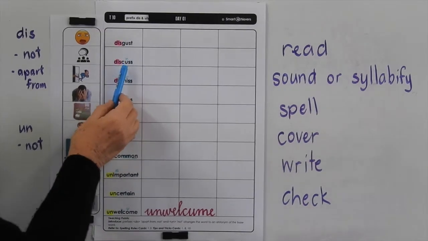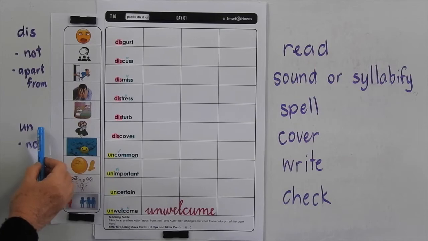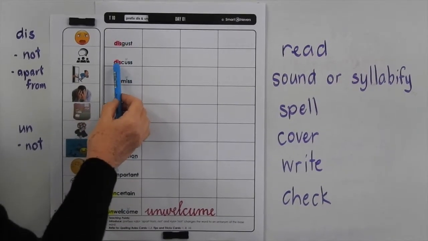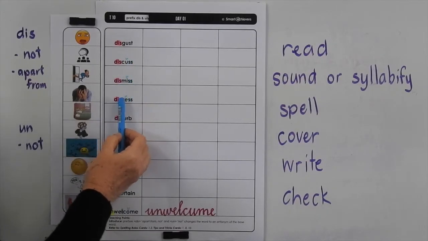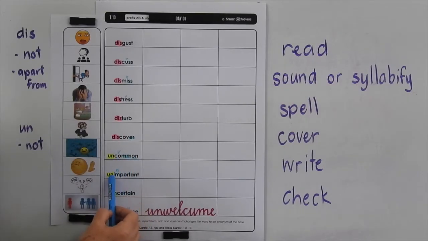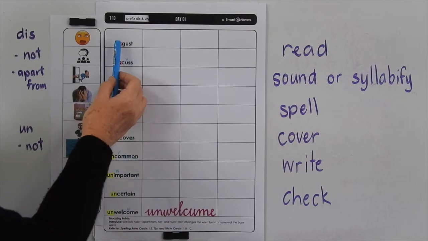In today's list, we're using the prefixes dis, for not or apart from, and also the prefix un, which also means not. So we've got disgust, discuss, dismiss, distress, disturb, discover. Then we've got uncommon, unimportant, uncertain, and unwelcome. So let's go back and have a look.